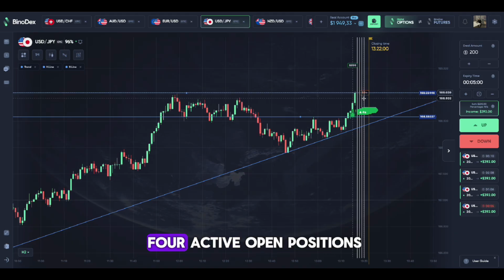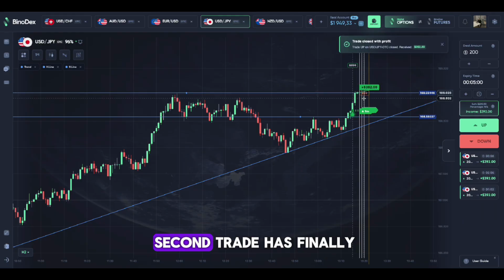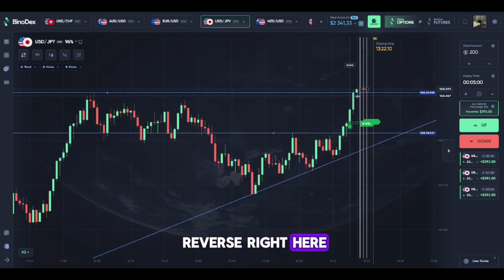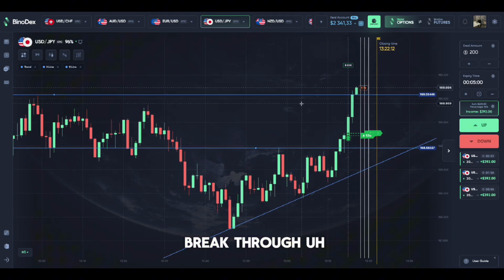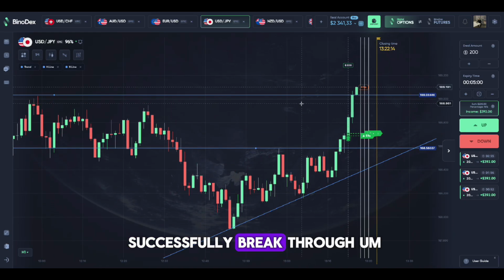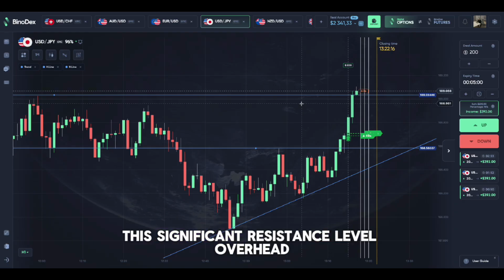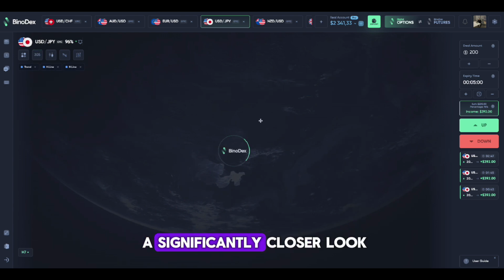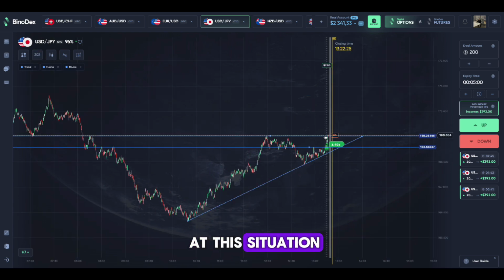So we still have 4 active open positions left on the board, and just now our second trade has finally reached its closing point. Let's carefully see if the price will reverse right here, or if it will successfully break through this significant resistance level overhead. Let's switch to another time frame now. Now let us take a significantly closer look at this situation.